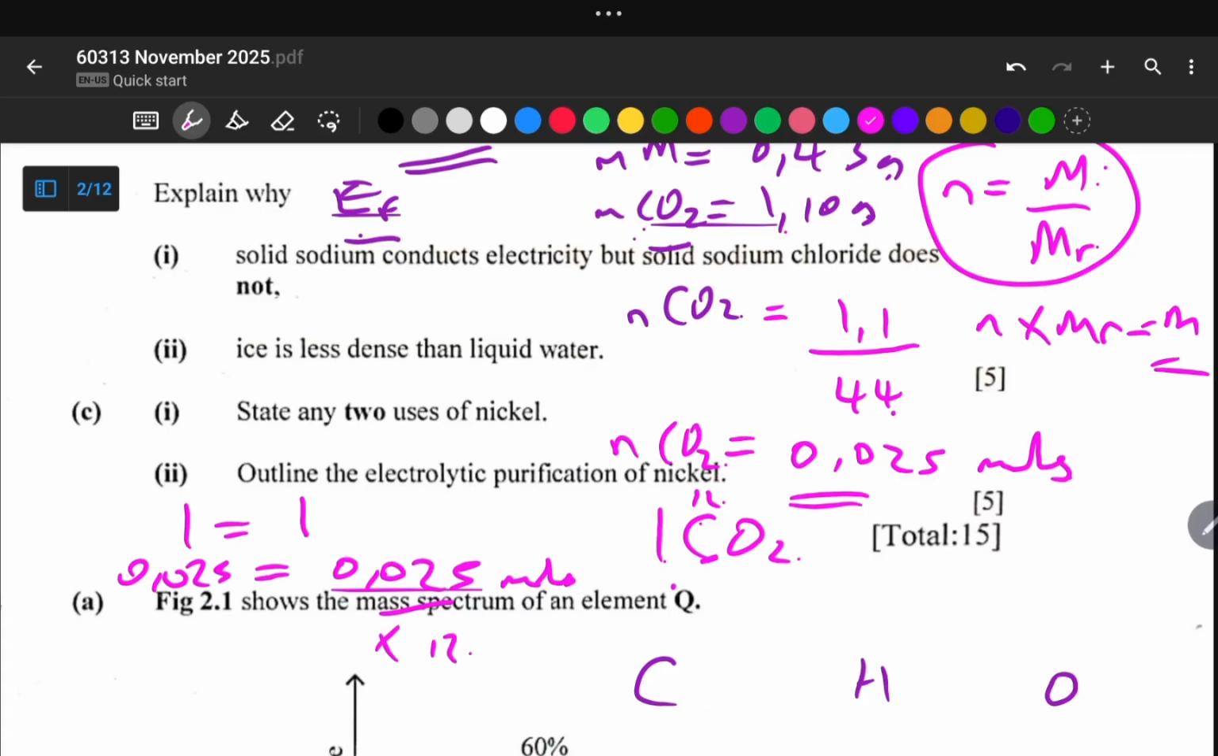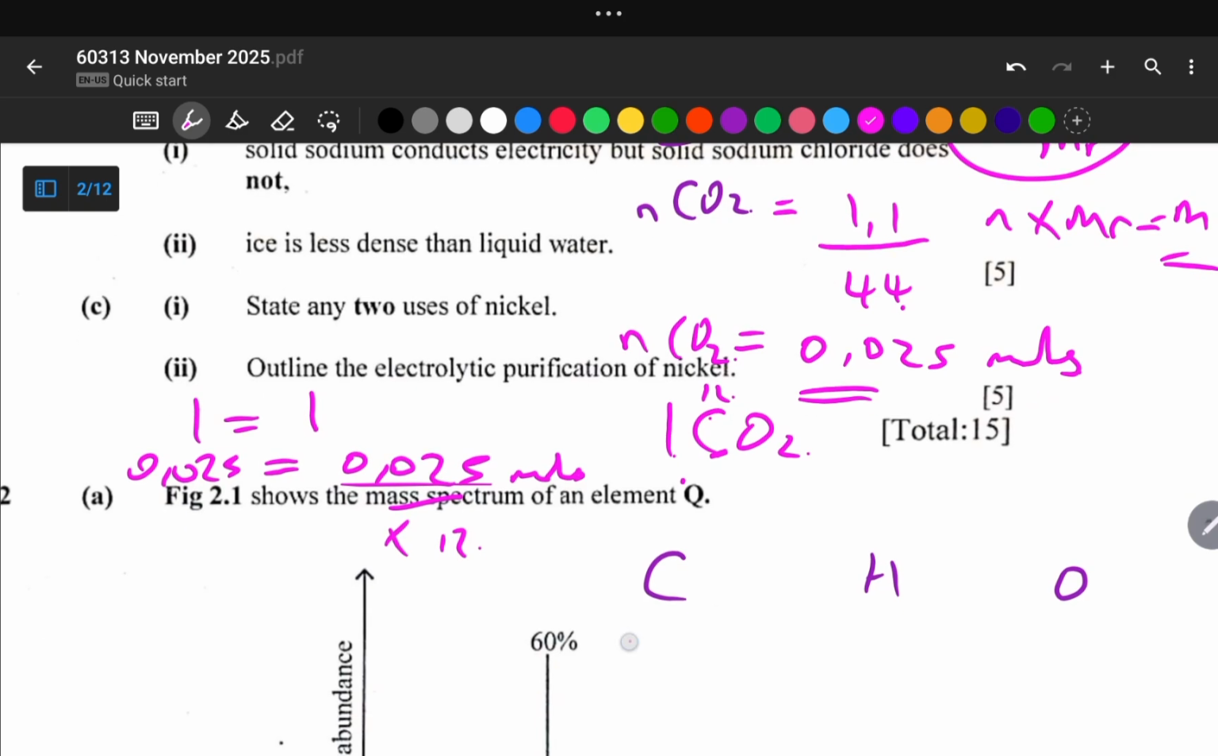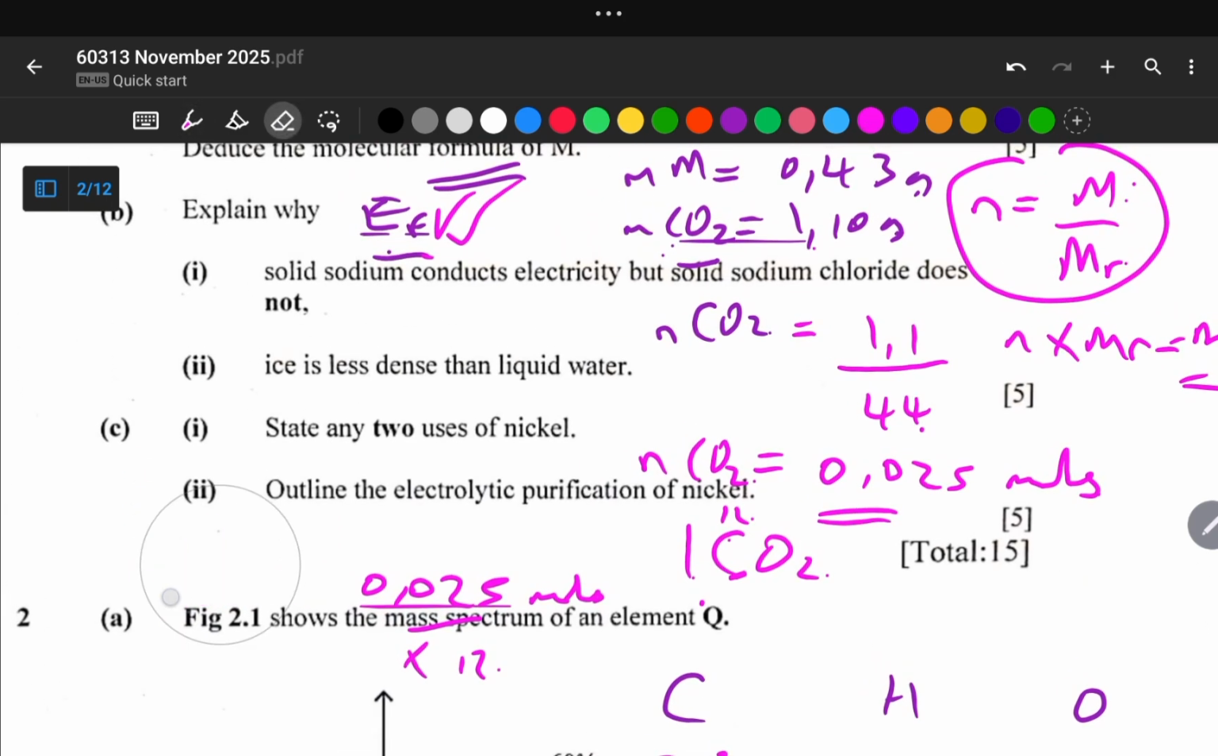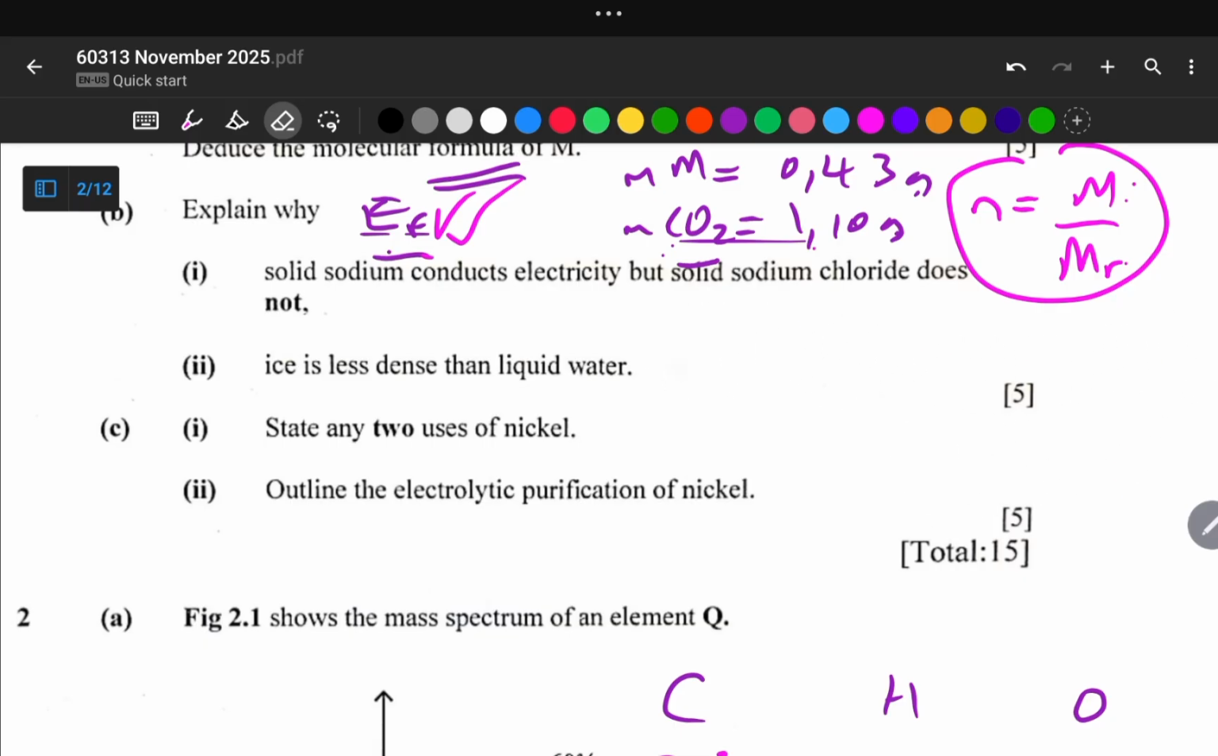So what we want to have is the mass of carbon, so that we can go on to calculate the empirical formula. So we multiply this one by 12, I mean, right? So we're simply going to multiply this one by 12 and then we are going to have 0.3. So the mass of carbon is 0.3, and then we do the same for hydrogen, right?